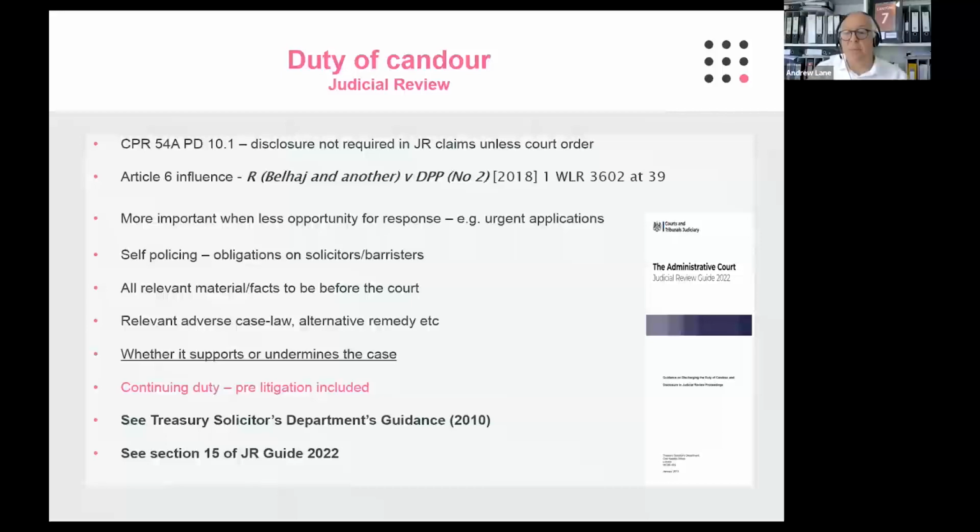And I've put at the bottom there, and you can probably barely see on the right-hand side of this slide, the two documents. I've shown you the JR guide. And there is, although it's now 13 years old, a Treasury Solicitor's Department guide, which is incredibly helpful and a very useful indicator and slightly more detailed version of what you see in Section 15 of the annual JR guide. And it's worth having a look at.